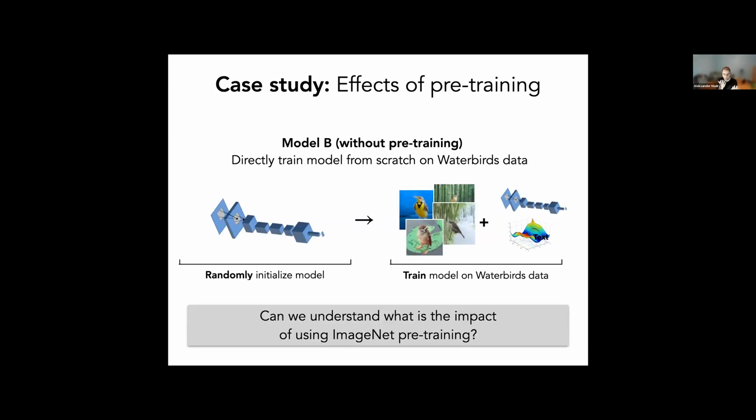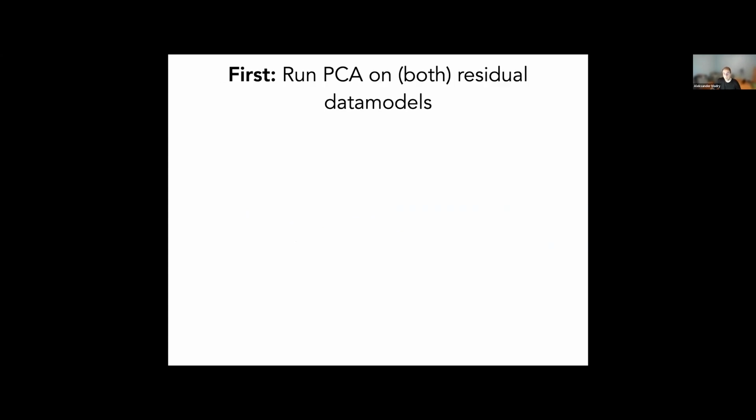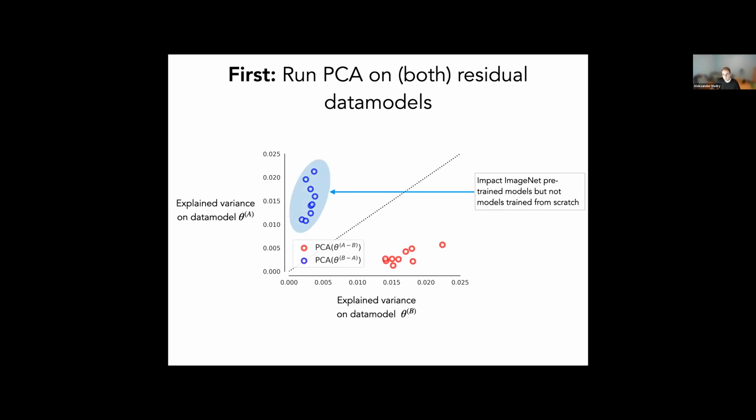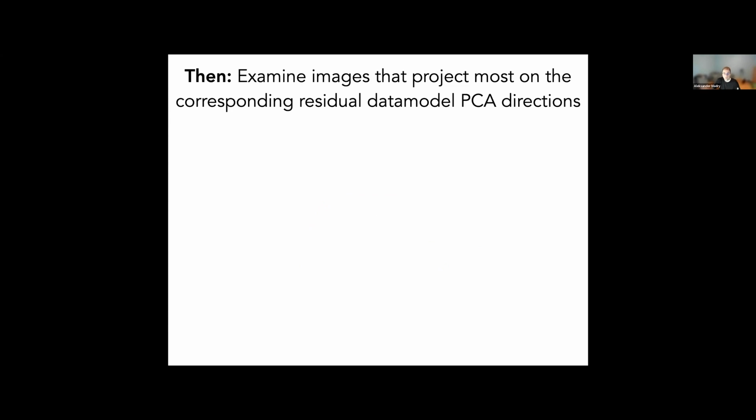Now we want to understand: when we make this choice of pre-training on ImageNet or not, we know it will impact performance, but what is potentially happening from the point of view of learned feature biases? First we run PCA on our residual data models and get some directions. These are the directions that impact the ImageNet pre-trained models but not models trained from scratch, and here are the directions that impact models trained from scratch but not ImageNet pre-trained models. Once we have these directions, we can project the embedding of all the images of interest on them and see which ones tend to project more on one space versus the other.